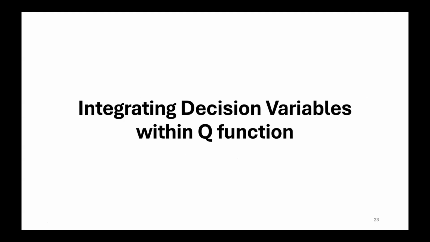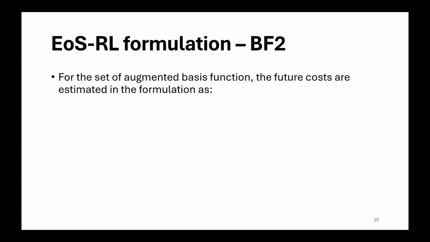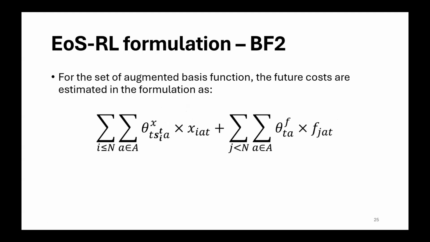So now, integrating decision variables into the Q function. The future costs shall be estimated in the formulation as this. For BF1, these are our basis parameters, and these are our decision variables. We just sum them over for all the assets and for all actions. BF2, again, we are doing the same thing, but with the link variables included in our formulation.